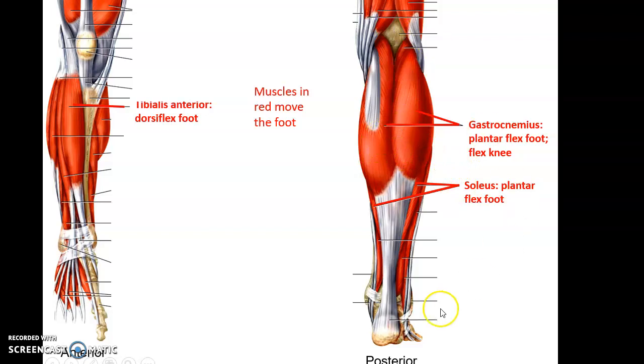Gastrocnemius crosses two joints, the knee joint and the ankle joint. When it crosses the ankle joint, it helps to plantar flex the foot, so move the foot so that the foot is going down, or tiptoes. And it also helps to flex the knee. So gastrocnemius also helps to flex the leg at the knee joint. Soleus, underneath gastrocnemius, only crosses the ankle joint, so it only plantar flexes the foot. So it helps us stand on our tiptoes, as it were.